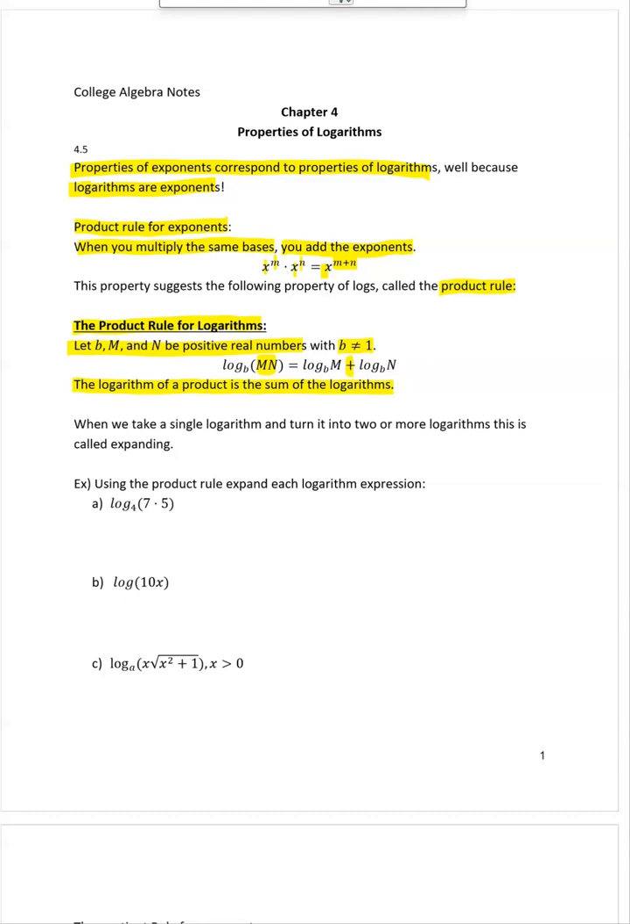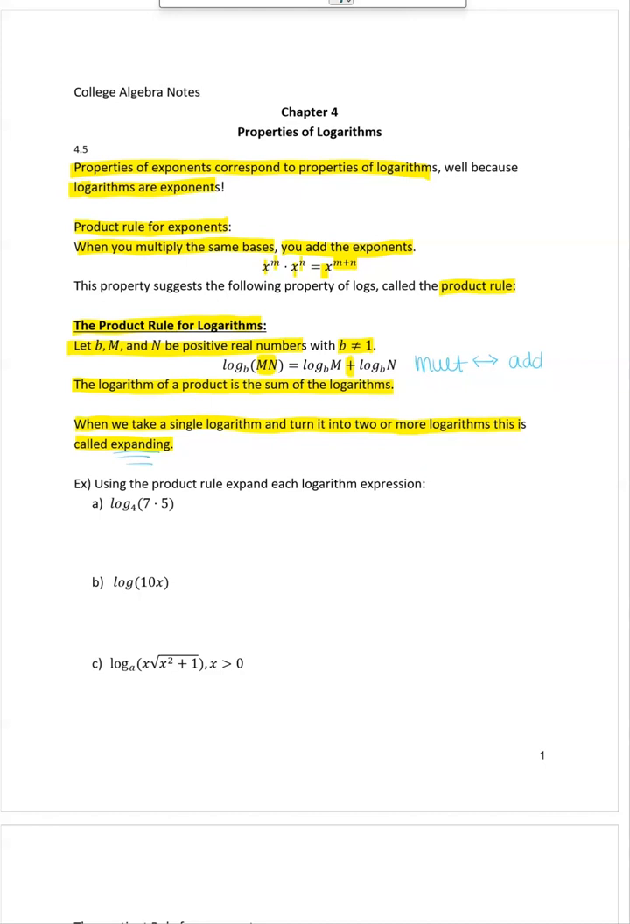So multiplication goes to addition. But this goes both ways. Multiplication goes to addition, but addition also goes to multiplication later on when we get to condensing. When we take a single logarithm and turn it into two or more logs, this is called expanding. So that's what we're about to do. We're about to do expanding.